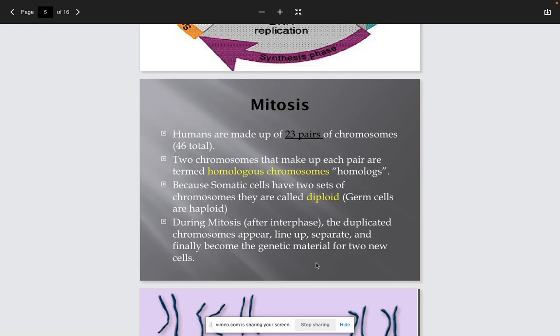So what's important on this slide? Mitosis, knowing that humans are made up of 46 chromosomes. Whenever we have 46 chromosomes, that term is called diploid. We have 23 pair, so 23 times 2 is 46, and those pair of chromosomes are called homologous chromosomes, which means they're the same chromosome. So we could have homologous chromosomes for blonde hair or for hair in general.